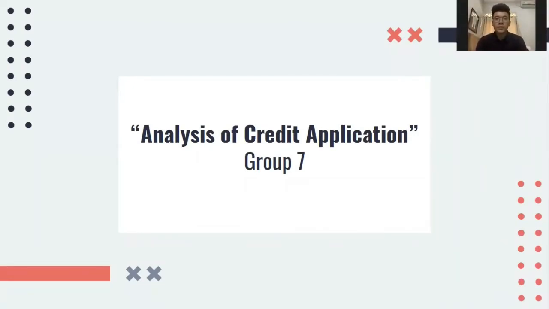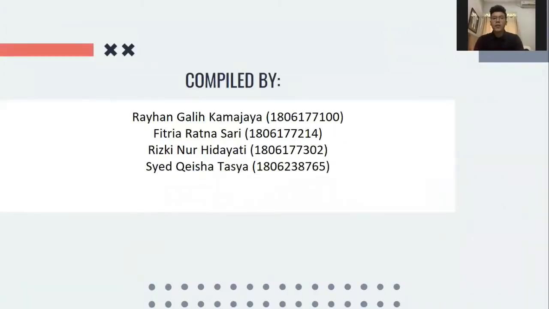So we are from Group 7 and we want to present about analysis of credit application. Our group is composed of four people. My name is Rahan Galika Majaya. My name is Fitria Ratnasari. I'm Rizky Nasriyati. And I'm Syed K. Satasya.